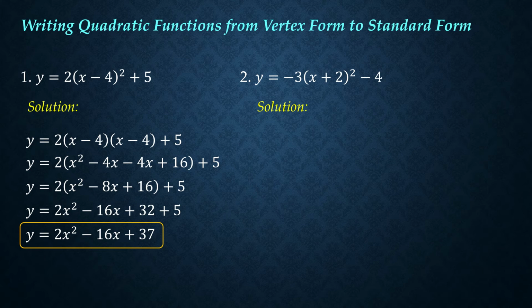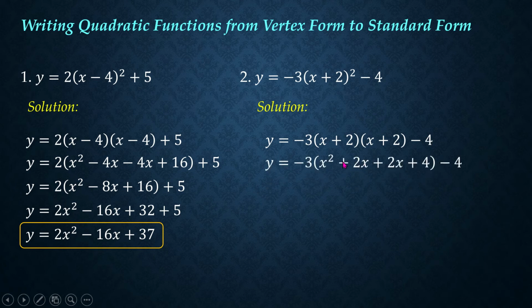Okay, how about the second example? Again, the square of the binomial x plus 2 will be written as two binomials x plus 2. Then copy minus 4. Next step, we will get the product of the two binomials x plus 2 using the FOIL method. That would give us y is equal to negative 3, open parentheses, x times x is x squared, x times 2 is 2x, 2 times x is 2x, 2 times 2 is 4. Then bring down minus 4.